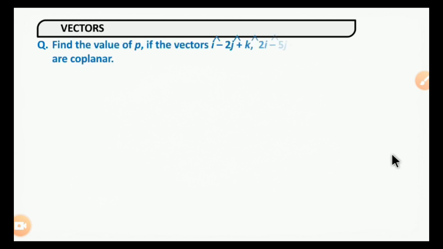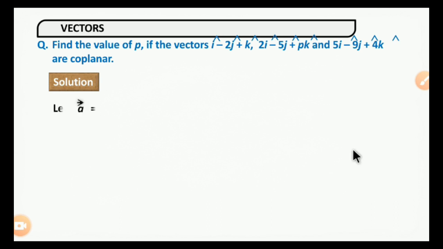Now I am going to take a question. Find the value of p if the vectors i minus 2j plus k, 2i minus 5j plus pk and 5i minus 9j plus 4k are coplanar. Whenever you are going to prove that three vectors are coplanar, their box product should be equal to 0. So first I consider the first vector A equal to i minus 2j plus k, the second vector B equal to 2i minus 5j plus pk, and the third vector C equal to 5i minus 9j plus 4k.